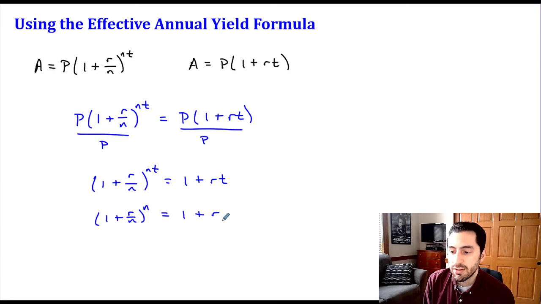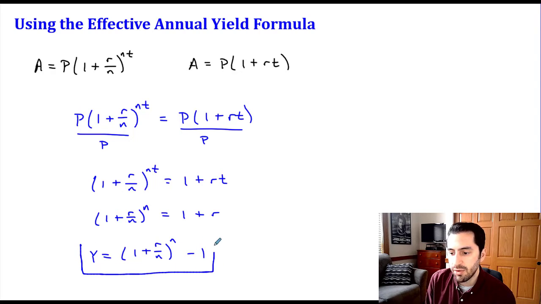And remember, we want to solve for r. R is going to be our effective annual yield. So subtracting 1 from both sides, we get our annual yield is equal to 1 plus r over n to the n power minus 1. So here's a formula that will help us find the effective annual yield.